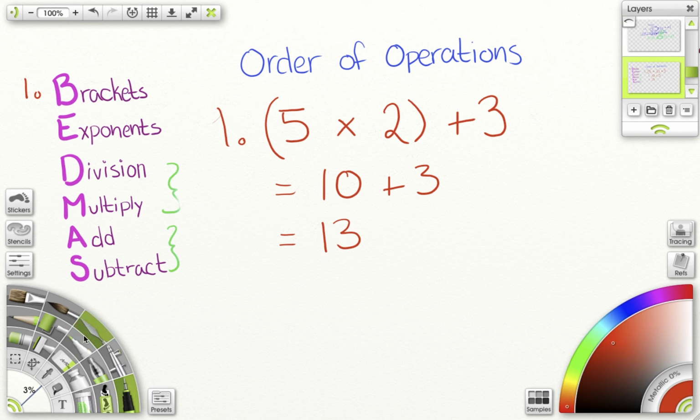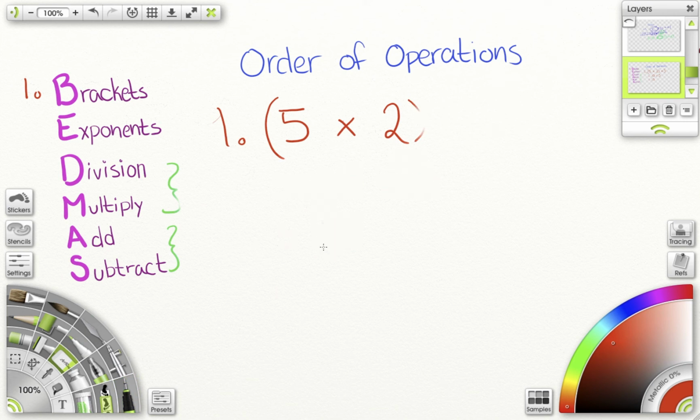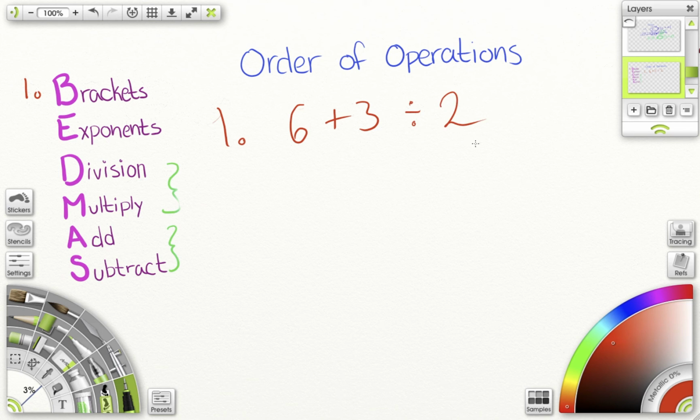But what if I give you another problem? Let's do 6 plus 3 divided by 2. If I gave you a problem like this, well, if I just went in order from left to right, solving these problems, so let's look at it. 6 plus 3 equals 9. 9 divided by 2 equals 4.5.